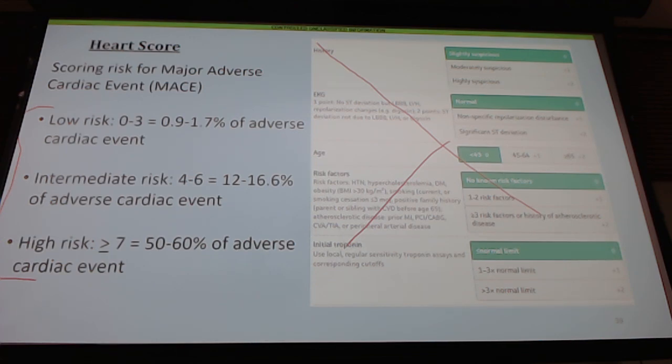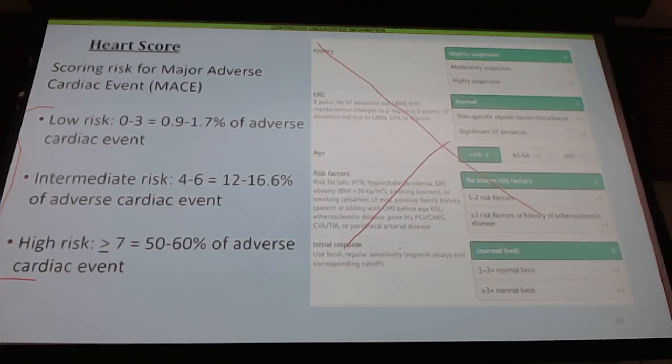Slightly, moderate, high. Okay. EKG, 1 point for non-specific repolarization disturbance. Or if there's a significant ST deviation, then you get 2 points. What's their age? Okay, what are their risk factors? How many of these risk factors do they have? And then what's their initial troponin?